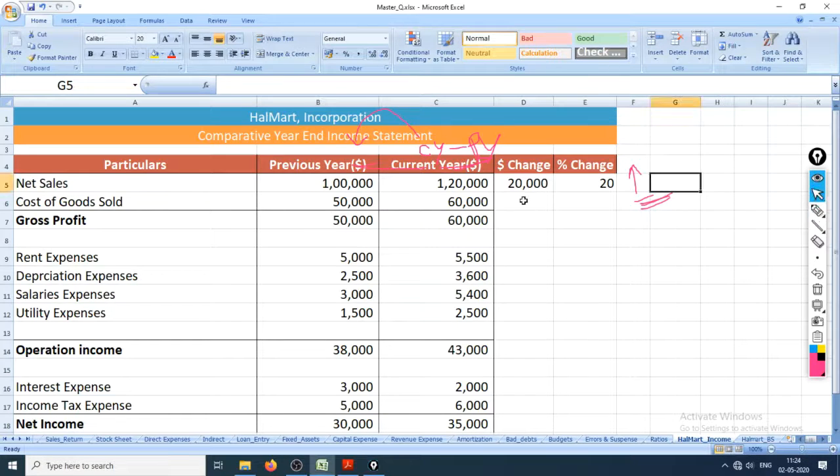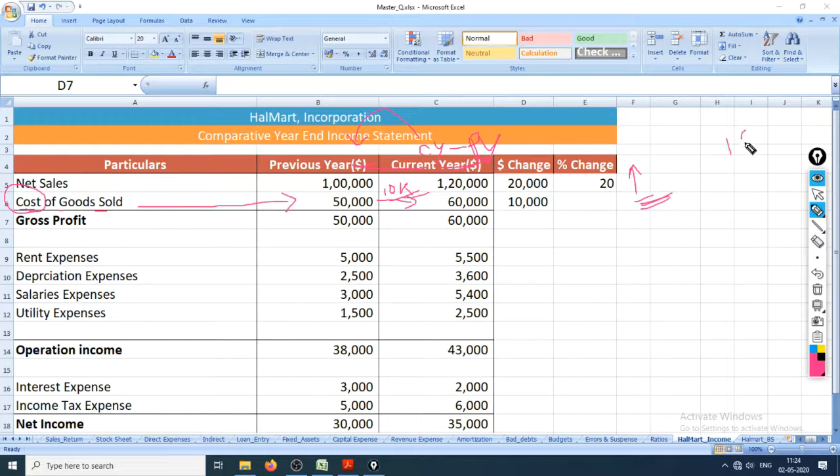Let's try another one and hopefully you will get it. Cost of goods sold equals this minus this. How much change is there? There is an increase in the cost of goods sold, that is the COGS, the cost of the goods that are sold. 50,000 has changed to 60,000. Hence the increase is 10,000.